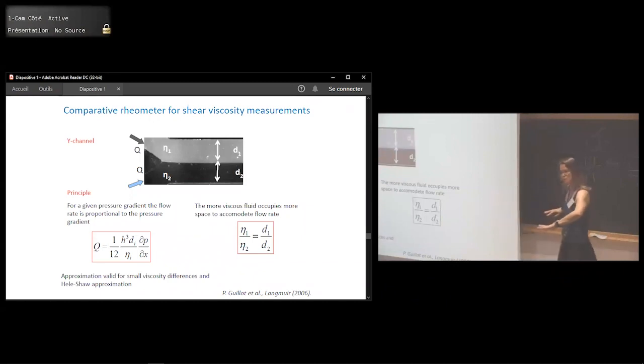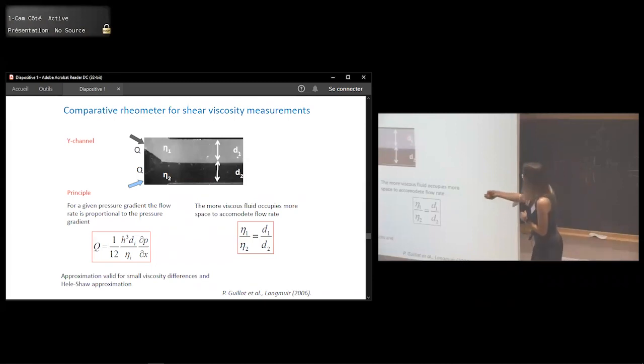You inject fluids through 2 arms. They will merge in the middle and then flow together in the channel. What you do is that they are injected with the same flow rate, and of one of them you know the viscosity, and the other one you want to measure the viscosity. When they meet in the main channel, they have to flow under the same pressure gradient because they're in the same channel. That means that if one of them is more viscous than the other, it flows under the same pressure gradient, it will flow more slowly than the other one.